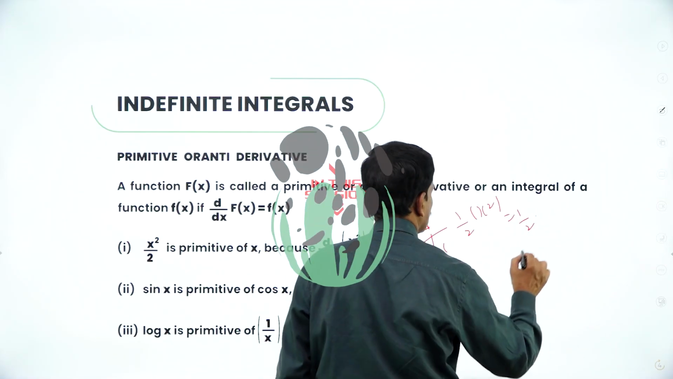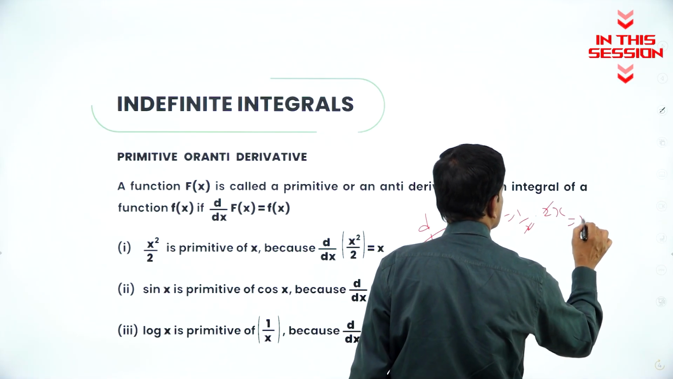You know the derivative of x square. Derivative of x square is 2x. 2 gets cancelled. This is equal to x.